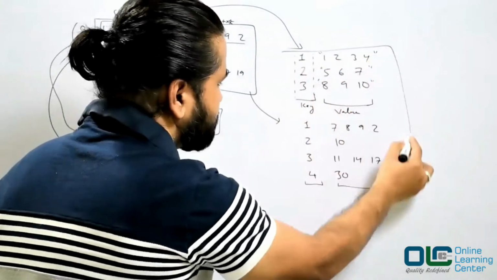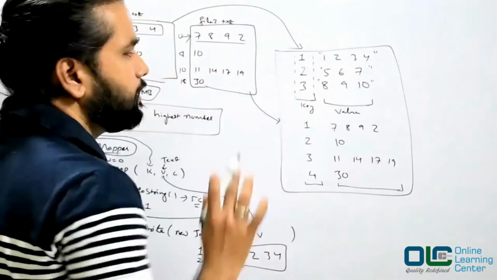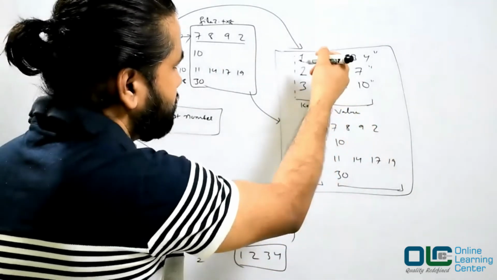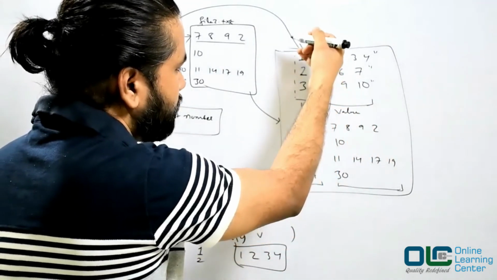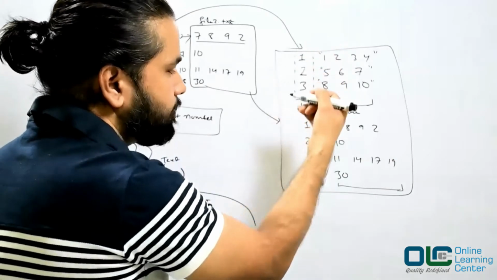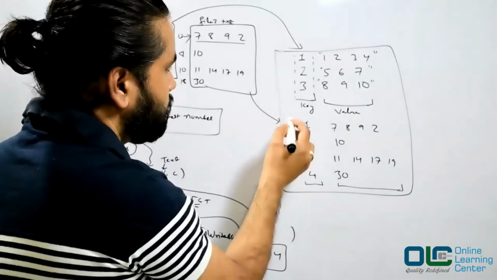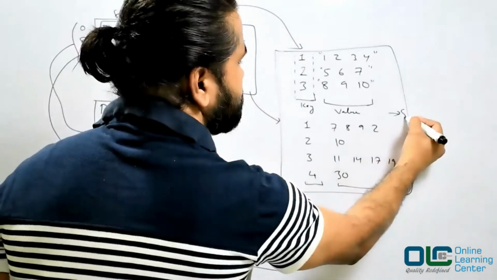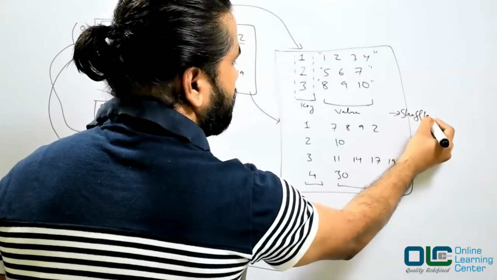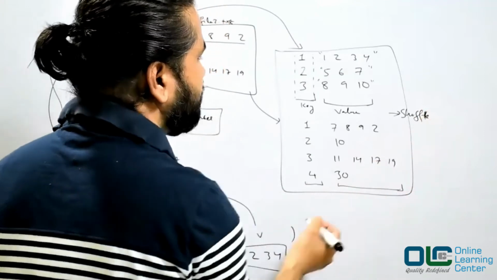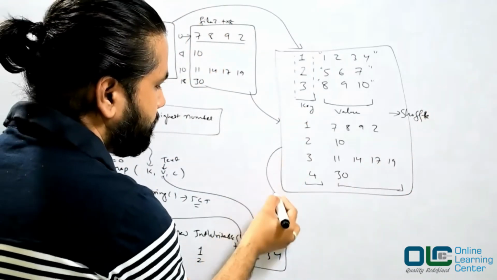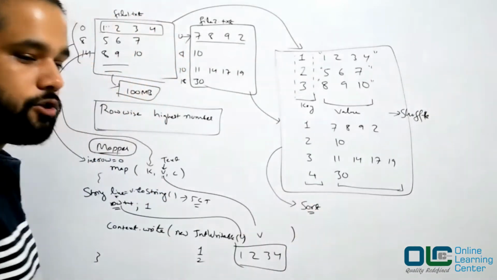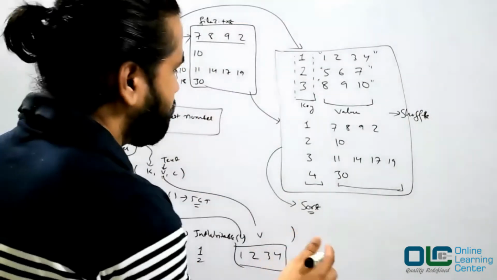So after shuffling, what will happen? This data would be mixed together, and once it is mixed together, you'll have group by, you'll have sort. Shuffle and sort. So this is the shuffling phase. So I'll say shuffle. After shuffling, it will be sorted. So in the sort phase, all this data would be sorted by key.